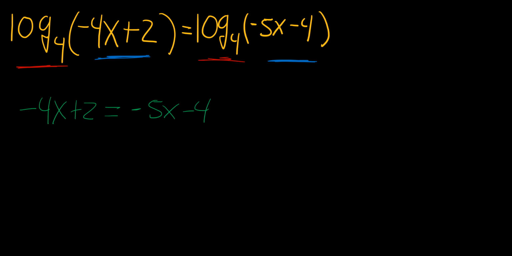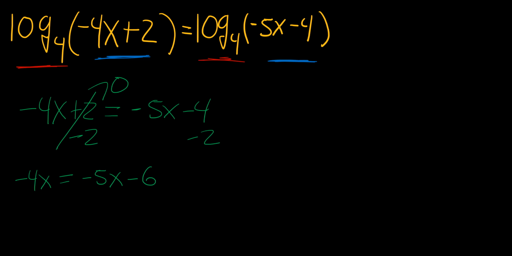So let's combine our like terms. We're going to subtract 2 on this side, and we're going to subtract 2 on this side. Remember, what we do to one side, we have to do to the other. Because I subtract 2 on this side, it'll just go to 0, and I'll be left with negative 4x equals negative 5x, negative 4 and negative 2 is negative 6.